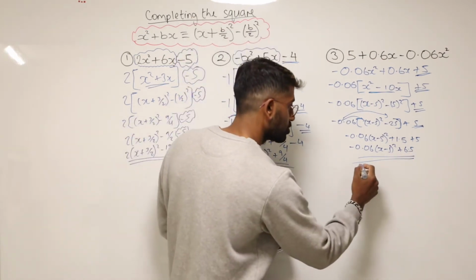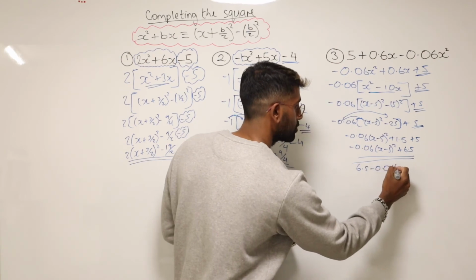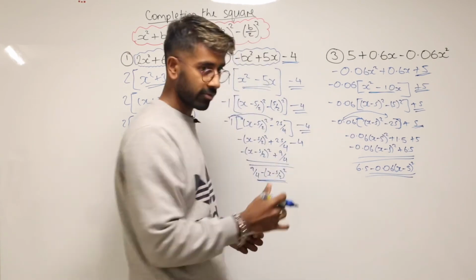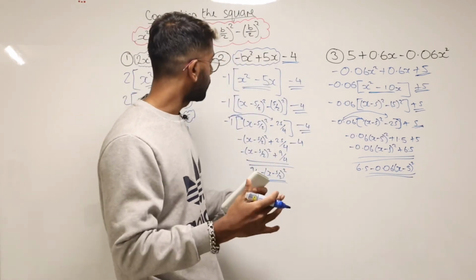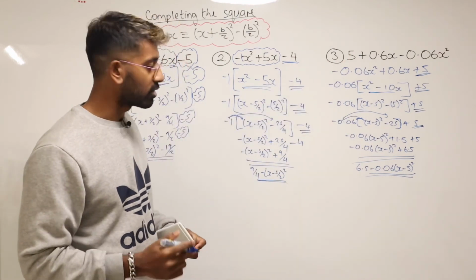Now again, what we could do is, because this starts with a minus, we could actually bring the 6.5 to the front. And so you could also write it like this, 6.5, take away 0.06, and then x minus 5 squared. So you can also write it like this too. And there we go. So that's how we complete the square when you've got a negative coefficient of x squared.